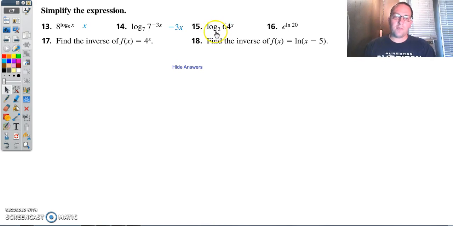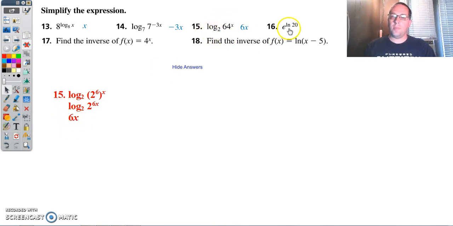15, the base of the logarithm is 2, and the base of the exponent is not 2. So we're going to have to rewrite this 64 as some exponent with a base of 2. All right. So let's see, 64, that is 2 to the 6th. So we have log base 2 of 2 to the 6x power. And so base 2 cancels out, and we're just left with 6x.